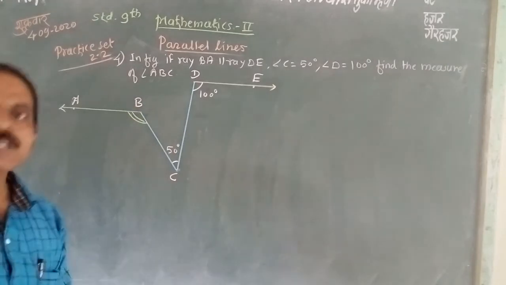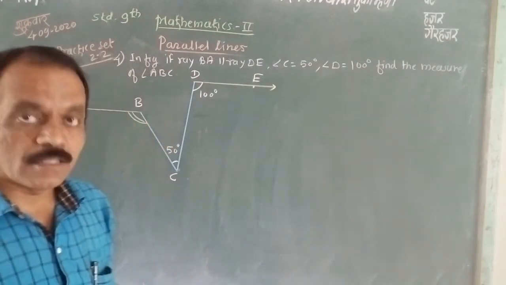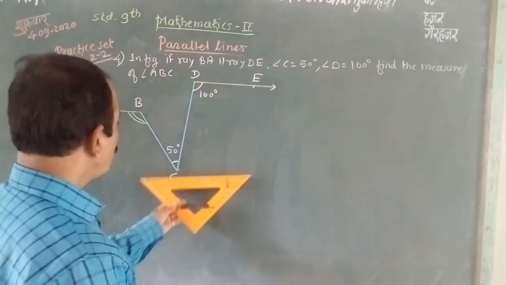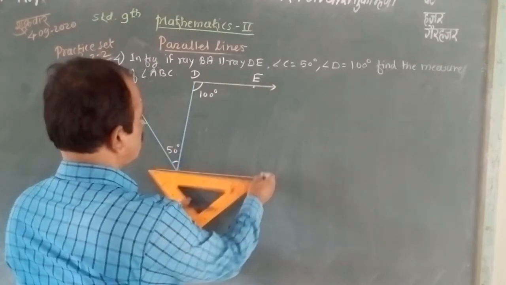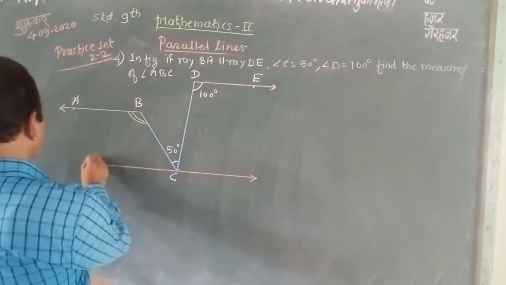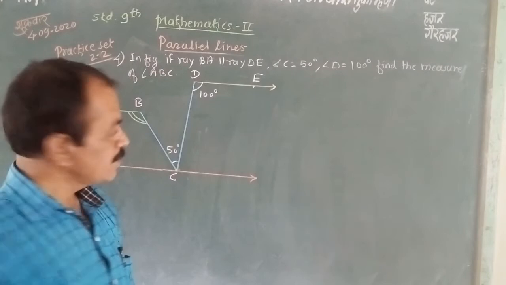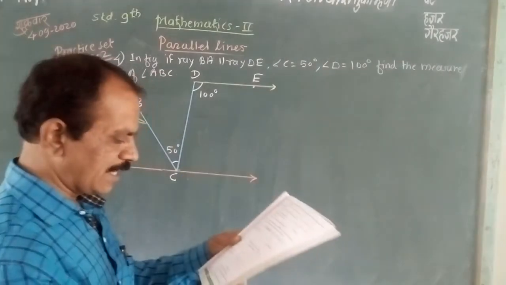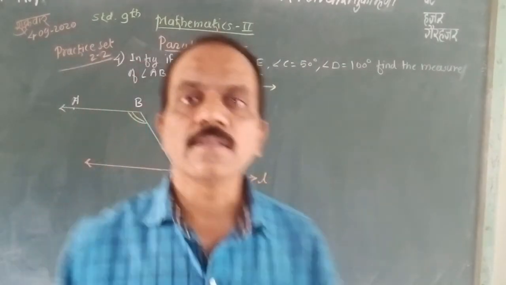For that purpose, we draw a line which is parallel to AB as well as the line DE through the point C. Look here, through the point C we draw a parallel line. This line through C is parallel to that line, and give the name of that line as here.